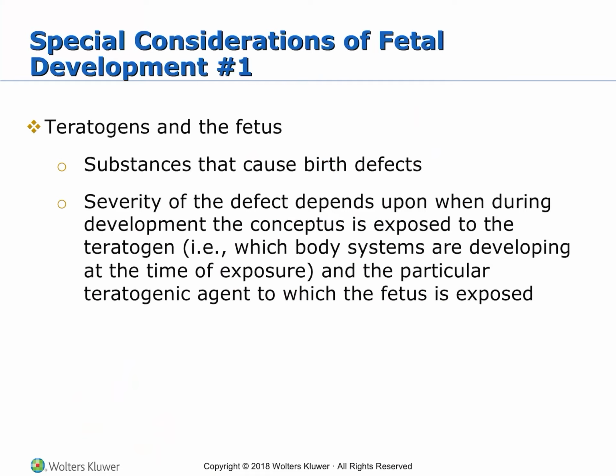All right, so some special considerations of fetal development. Teratogens in the fetus. Teratogens are substances that can cause birth defects. The severity of the defect depends upon when during fetal development that fetus or conceptus was exposed to that teratogen. So this is why it's important to know what's developing at what stage. Maybe if the heart has already developed and they get exposed to something, it won't necessarily affect the heart, but it might affect something else that gets developed after that.